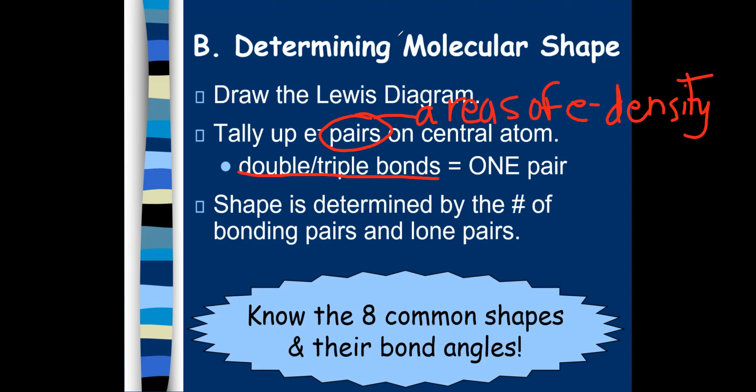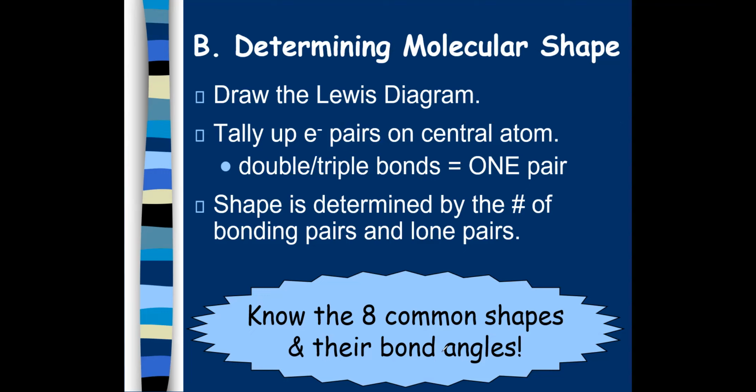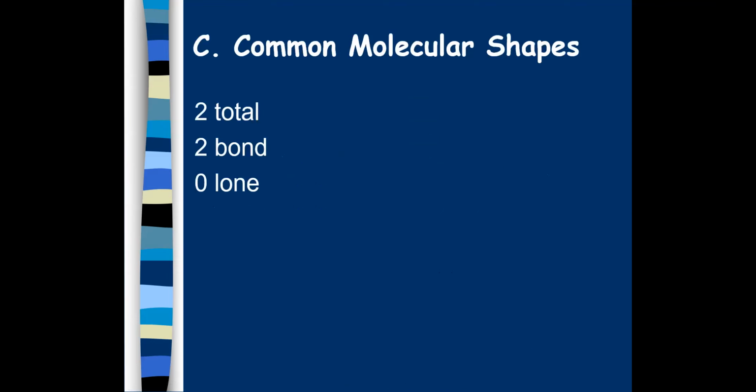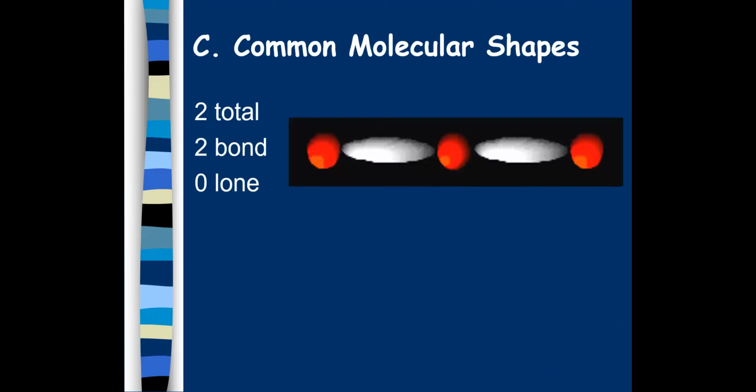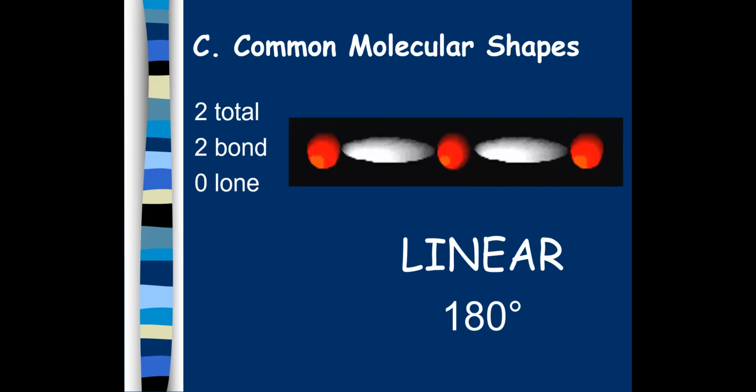All right, so let's clear that. And there are 8 common shapes. So here's the first one. You have 2 bonding pairs and 0 lone pairs. So it looks like that. This is what is known as a linear shape. The bond angle is 180.